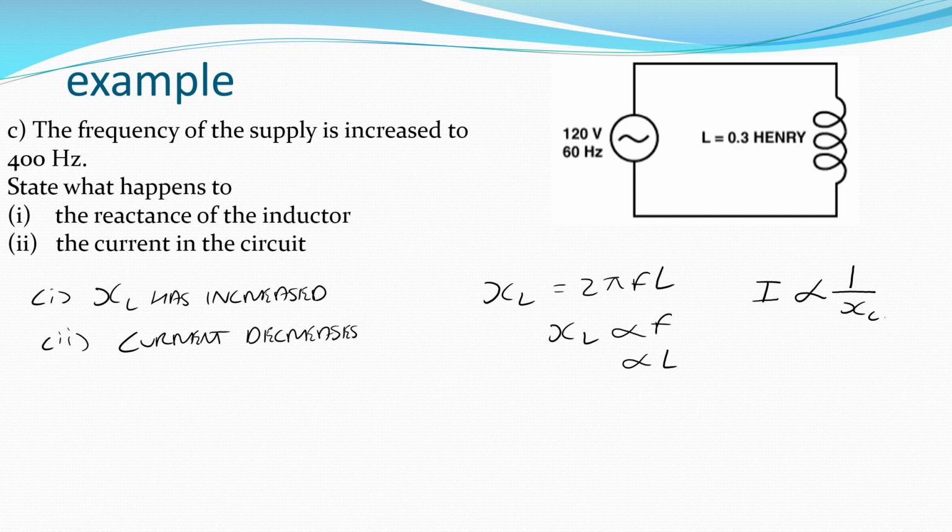So whereas for a capacitor circuit, we see that we have an inverse proportional relationship with frequency and capacitive reactance, we have a directly proportional relationship for inductive reactance and frequency. In capacitance, we see that current is directly proportional to frequency. For inductance, current is inversely proportional to frequency. Similarly, it is inversely proportional to inductance.